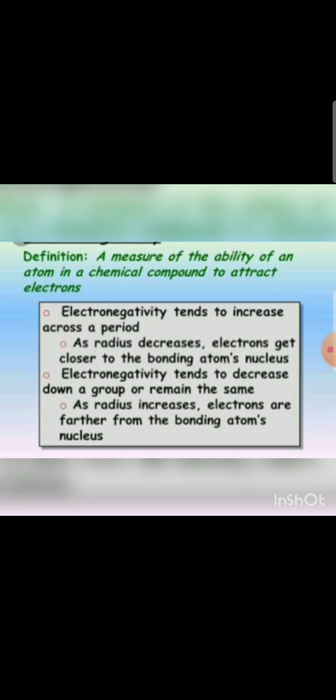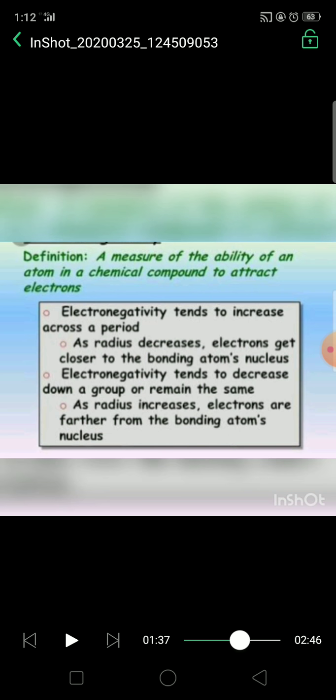And down the group, electronegativity tends to decrease because the radius is very large. The atom already has the required amount of electrons, so it doesn't want to get more electrons. So down the group the electronegativity decreases, and across the period it increases. You can see that. In the chart, green shows lower electronegativity, yellow is medium, and red is high.